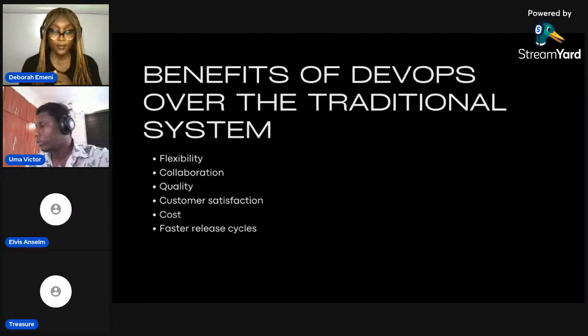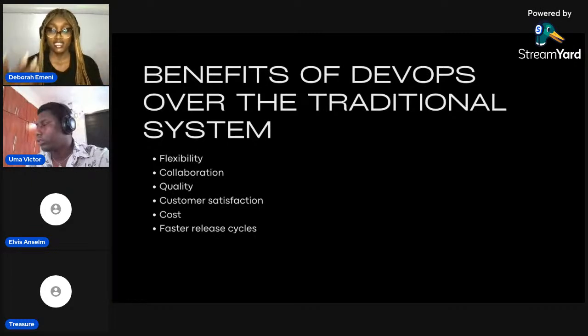Then there's also quality. DevOps improves the quality of code with a set of practices like automated testing and infrastructure as code. As you learn DevOps, you would discover that there are sets of practices involved in DevOps that actually improve the quality of the code used in a software.